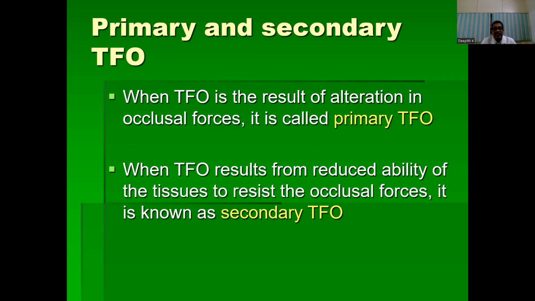Coming to primary and secondary trauma from occlusion. When trauma from occlusion is the result of an alteration of occlusal force, it is called primary trauma from occlusion. The tooth and the periodontium are normal, but the force is excessive. When the trauma from occlusion results from the reduced ability of the tissue to resist the occlusal force, it is known as secondary trauma from occlusion. Here the occlusal force may be either normal or abnormal, but the tissue is reduced or abnormal.